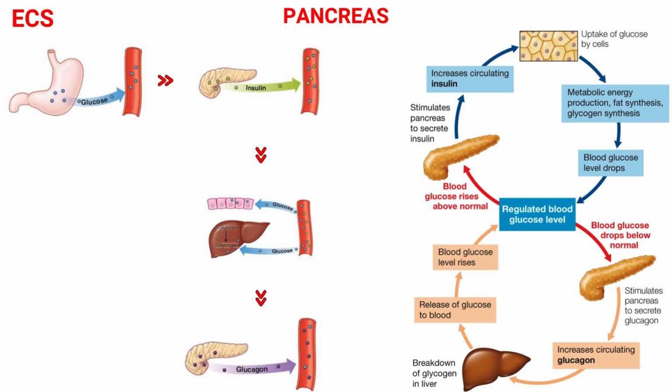When blood glucose levels drop below a certain point, such as after skipping a meal, the alpha cells of the pancreas release glucagon into the blood. Glucagon stimulates the liver to break down stored glycogen into glucose, which it then releases into the bloodstream. This causes blood glucose levels to rise.